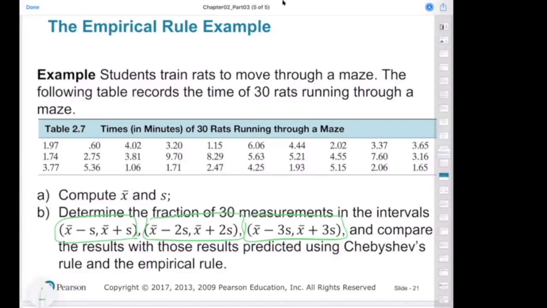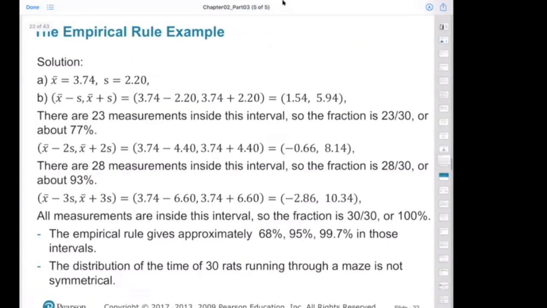Of course you already know how to find this, by Excel or manually. So we can find them here. As you can see, x bar for this data is 3.74 and the s is 2.2. Now we start to find the first interval for our interval rule. The first interval we calculate is for 1 standard deviation away from the mean, x bar minus s and x bar plus s. X bar is 3.74, s is 2.2.